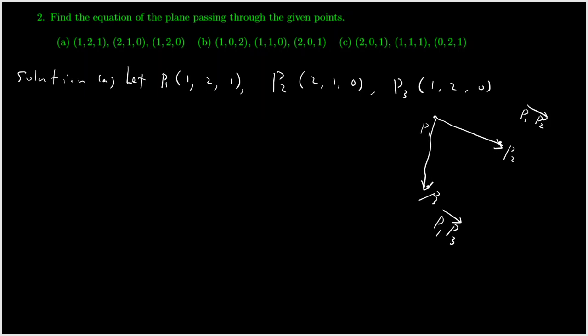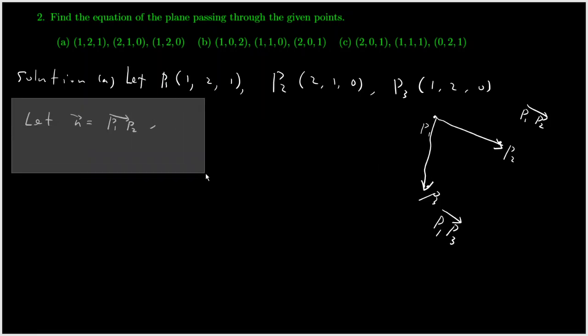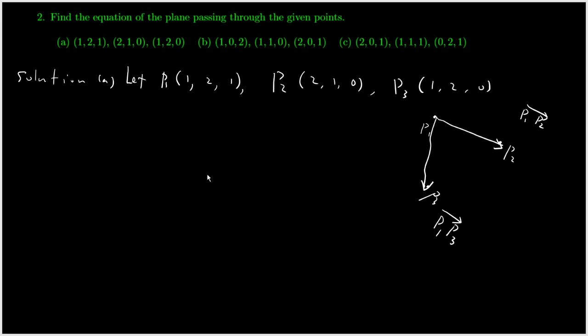I'm using P1, P2, P3 to denote the given 3 points. Now I'm looking for a vector perpendicular to the plane. So maybe we let n be that vector. Before that, I want to compute P1, P2 and P1, P3. I'm going to get the components of the two vectors first.